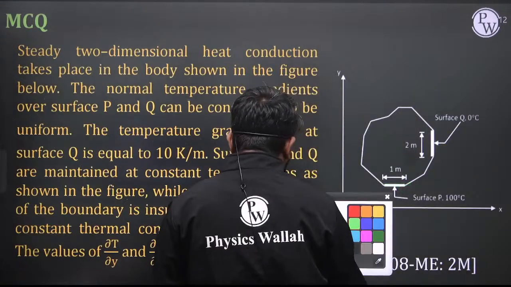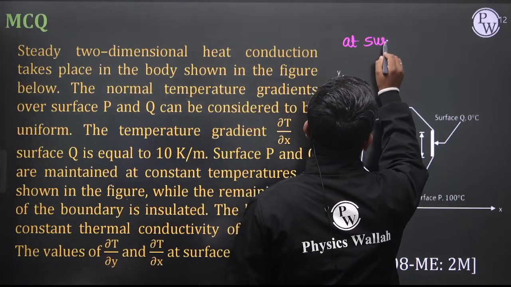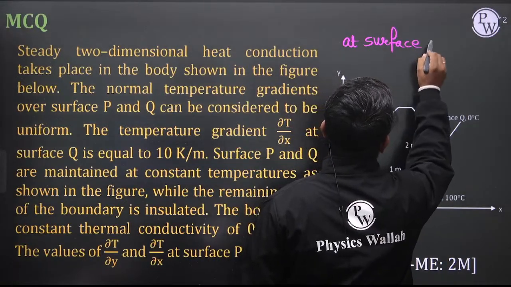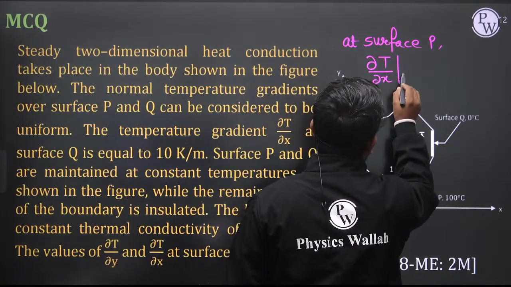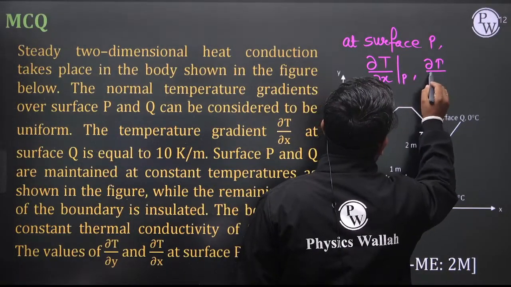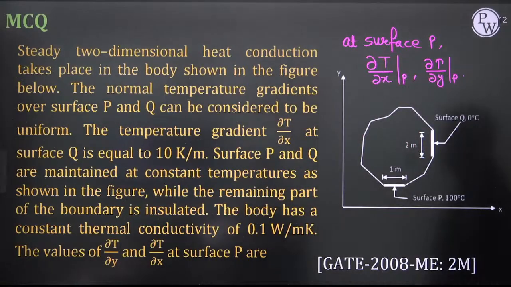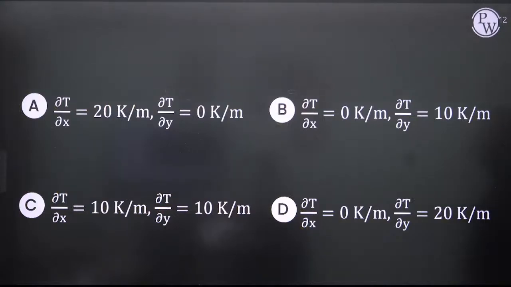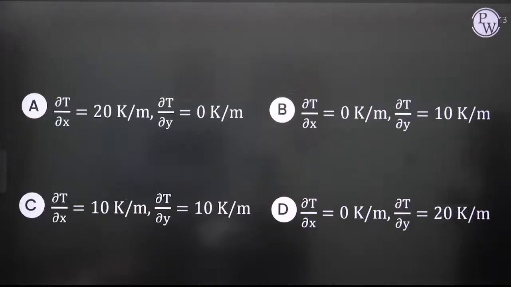So what is my question here? My question is, at surface P, what is del T by del X at surface P and what is del T by del Y at surface P? This is my question, right? And you have these four options.